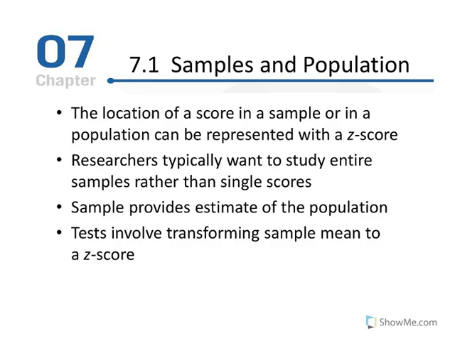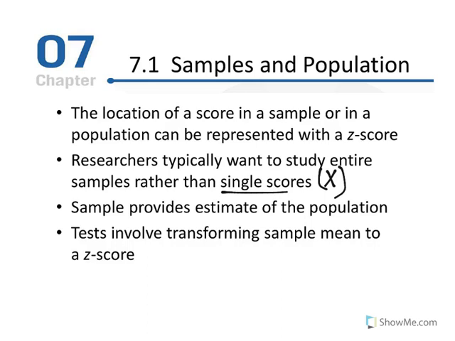Again, as I stated earlier, researchers typically want to study entire samples rather than a single score. It wouldn't make sense, again, this is our x value, it wouldn't make sense to test out the effects of a new drug on one person. Let's say it's an antidepressant drug. We don't want to just take one individual that suffers from depression and administer this new drug. That would be ineffective. We want a sample of individuals who suffer from depression to see how it affects a group that is essentially representing the larger population.